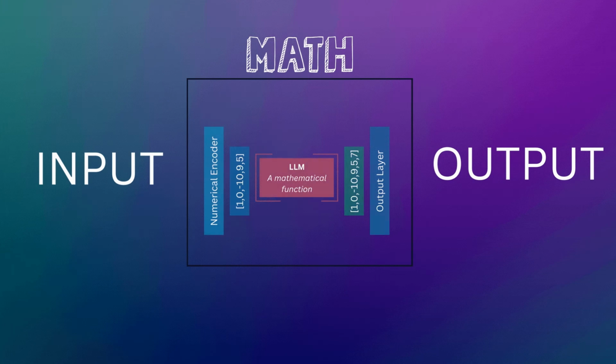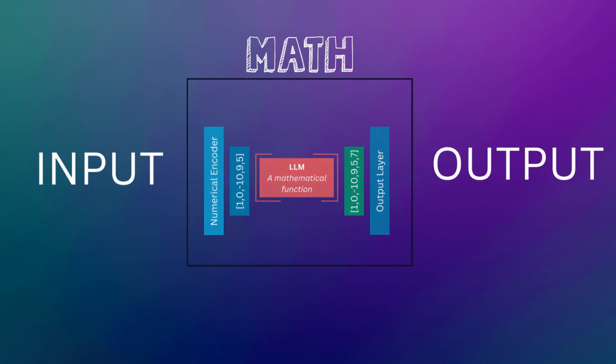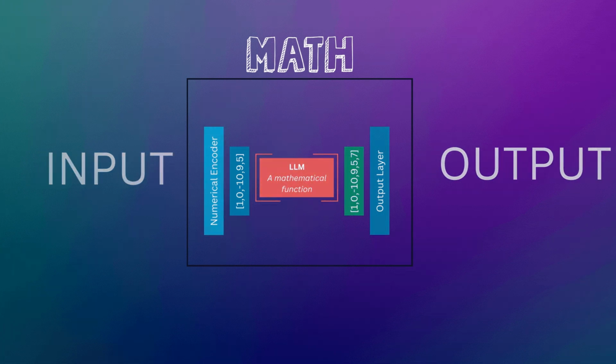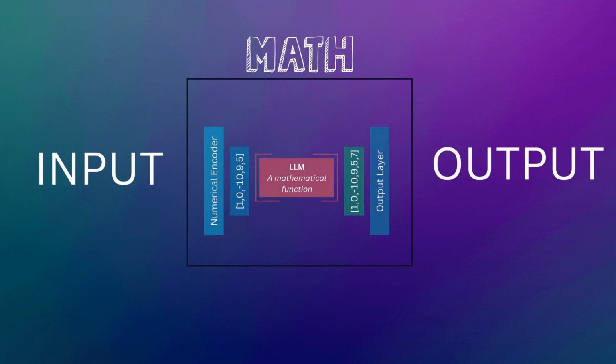Now, if you remember your math back in the day from school, you'll remember that a mathematical function is simply just something that takes an input and then does something to that input. So there's some mathematical manipulations like additions, maybe some multiplications, and then returns an output. And that's all we're doing with large language models.